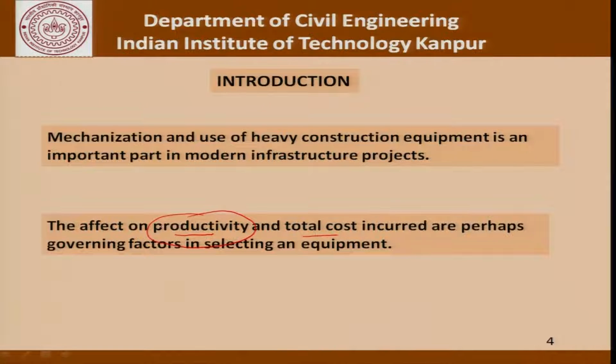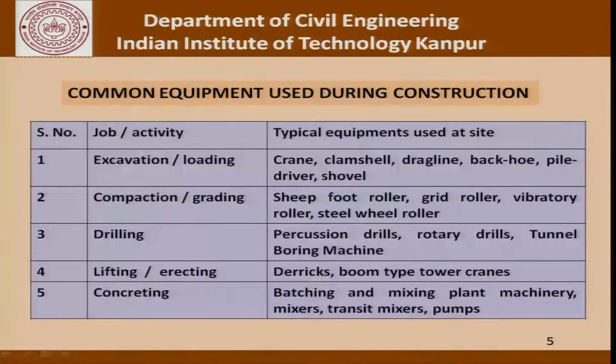Now, this table here just lists some of the commonly used equipment in the different construction sites depending on the kind of work being done. So, if it is excavation, it could be drag lines, backhoes, pile drivers, shovels. If it is compaction, it could be the sheep foot roller, grid roller, vibratory roller and so on. If it is concreting, there could be a lot of equipment like the batching plants, transit mixers, pumps. If it was lifting and erection, it could be derricks, booms, tower cranes and so on and so forth.